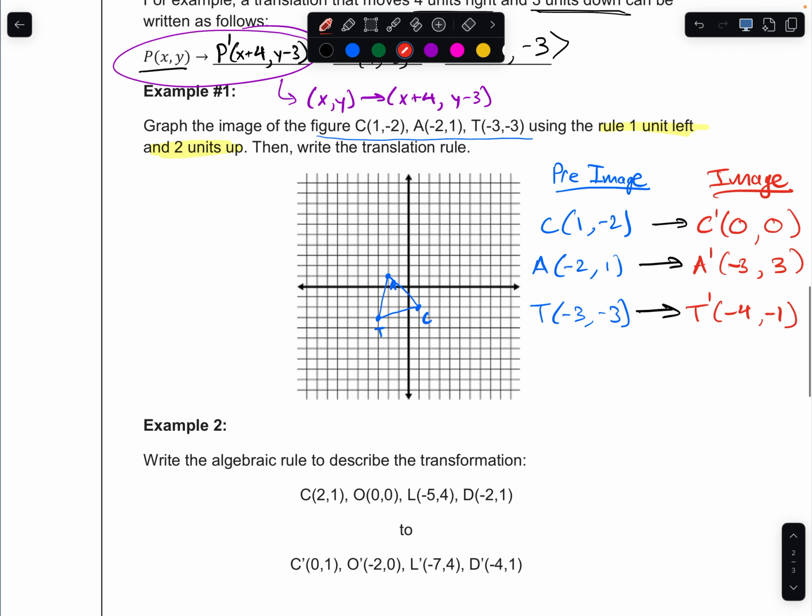Awesome. Finally, let's go ahead and plot this image on the same graph. So C prime should be right here at the origin, C prime. A prime should be at -3, 3, way up here. And T prime should be at -4, -1. There we go. And hopefully you notice that the blue triangle and the red triangle are the exact same size and shape. They have preserved congruence. It's a rigid transformation.